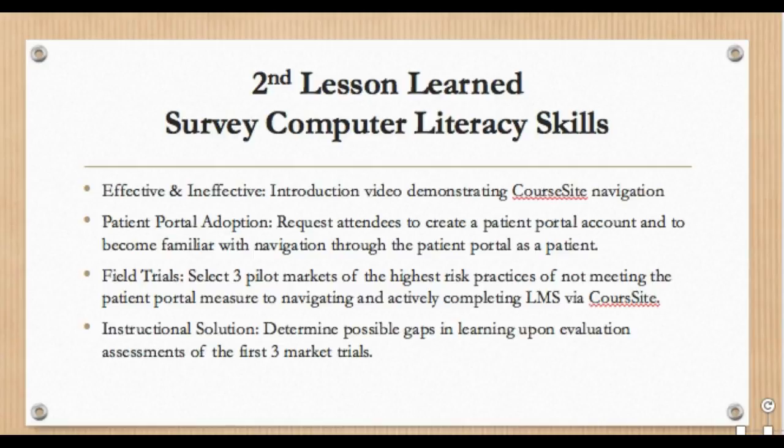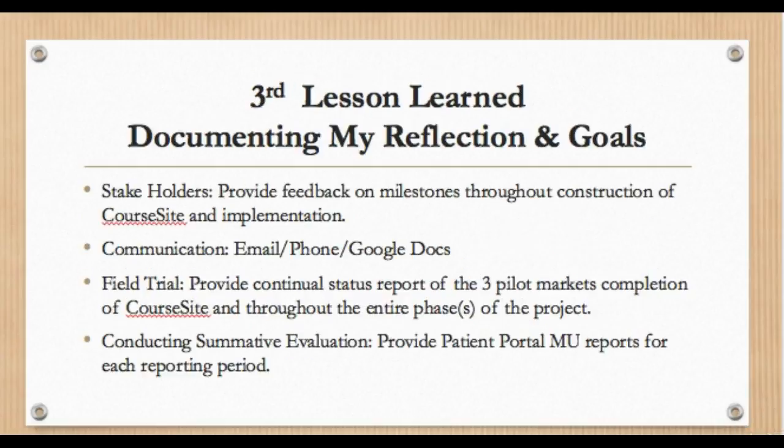Second lesson that I learned, survey computer literacy skills, effective and ineffective, introduction, video demonstration, foresight navigation, patient portal adoption. Request the attendees to create a patient portal account and to become familiar with the navigation, create a patient portal as a patient. Field trial, select 3 pilot markets for the highest risk practices of not meeting the patient portal standards to navigate and actively completing the learning management system via foresight. Instructional solution will be to determine possible gaps in learning upon evaluation assessment of the first 3 market trials.